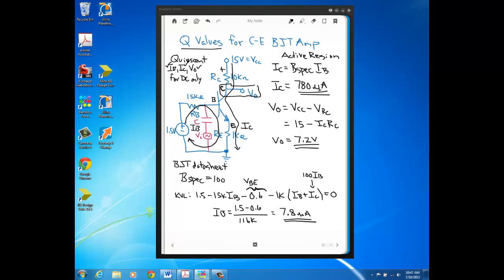Now we'll continue on in the next video looking at how we account for this AC signal, which after all is a signal that we want to amplify. How does that figure into this analysis? That's what's next.